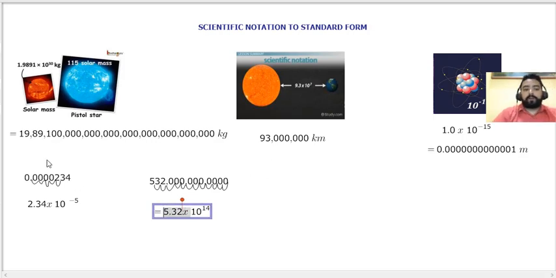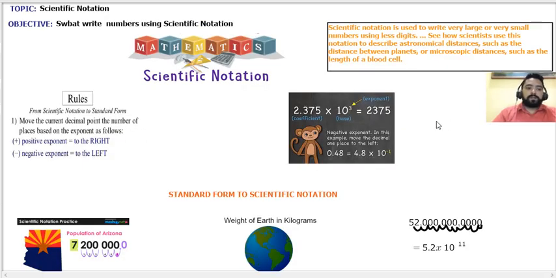Remember, standard form is when we go from scientific notation to the large quantity or to the short quantity. And remember, basically scientific notation is used to represent small or large or very large quantities.